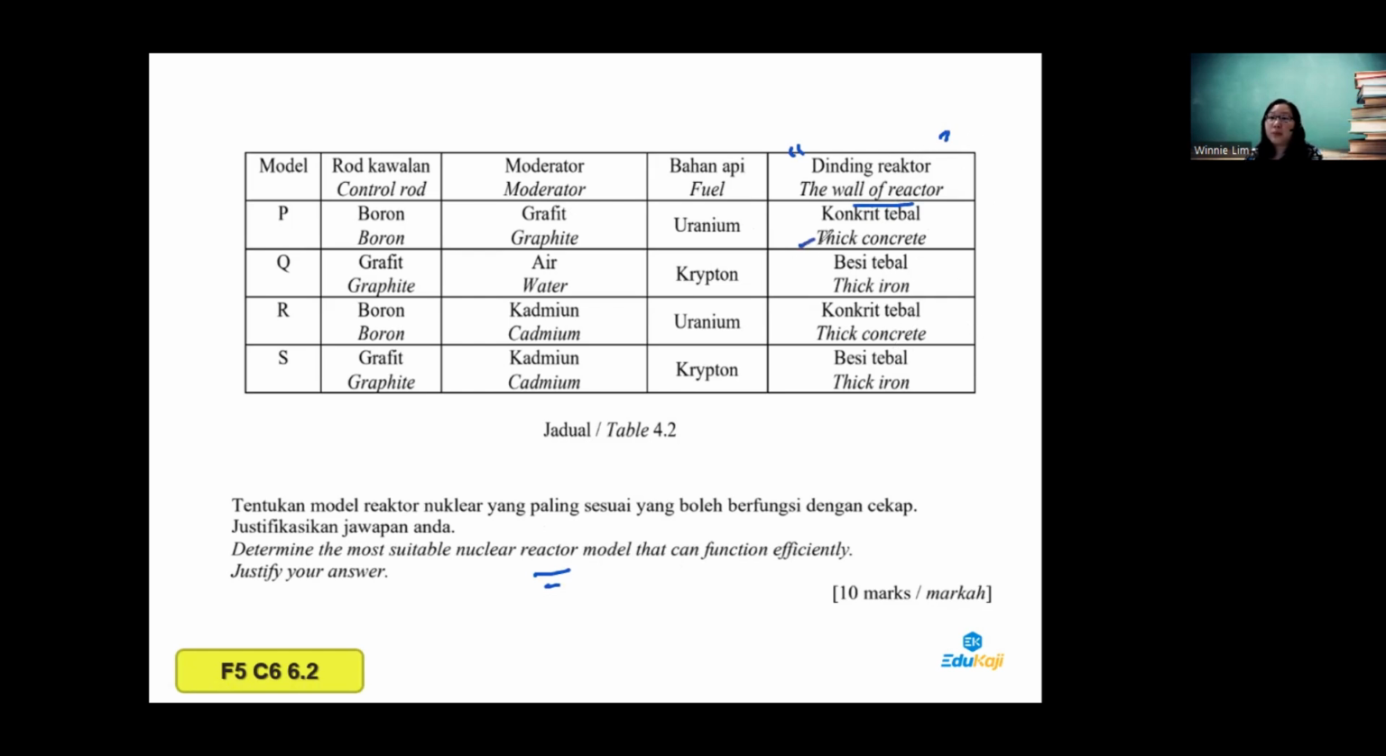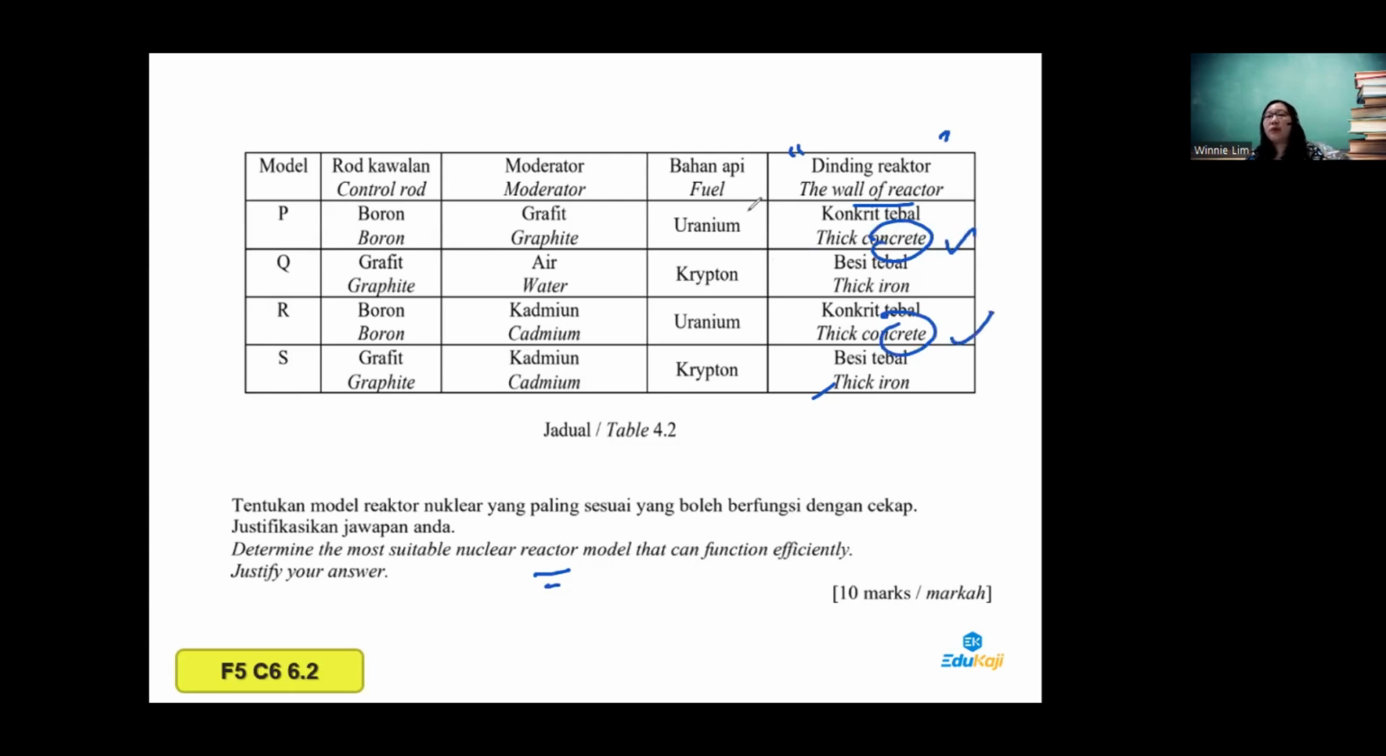Okay, first is supposed to be thick. So normally should we use concrete or iron? You all learned this in Lower Form 1. Which one can prevent the radiation? Actually, it's concrete. Yeah, so this is how you get the idea.